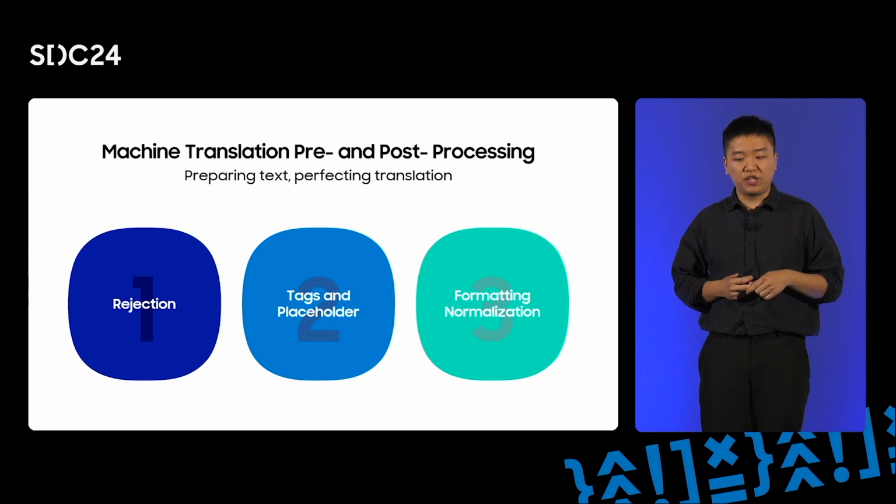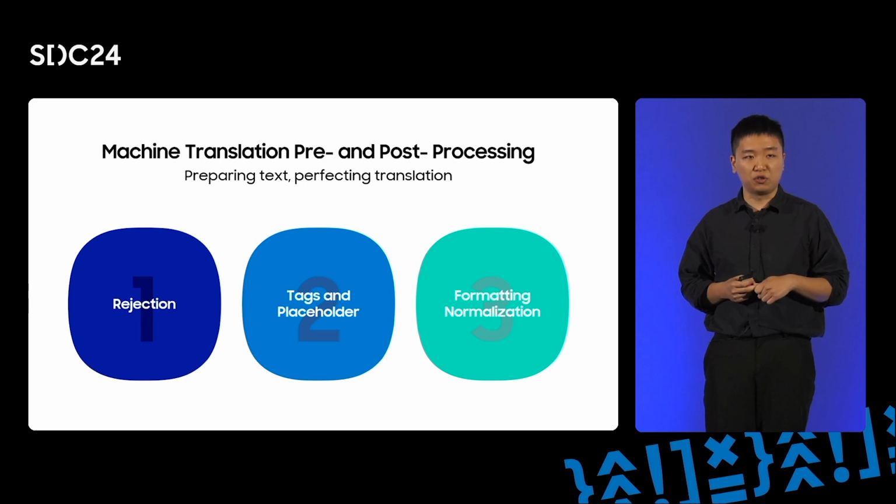Similar to the language detection module, applying pre- and post-processing to models can improve the translation quality. As the subtitle says, getting the input sentences well prepared can perfect the translation. Therefore, I will share three of our pre- and post-processing strategies for the translation module in my second section, which are rejection, text and placeholders, and formatting normalization.